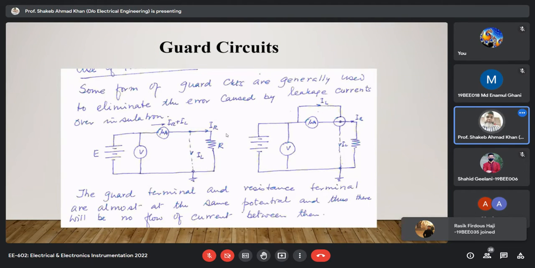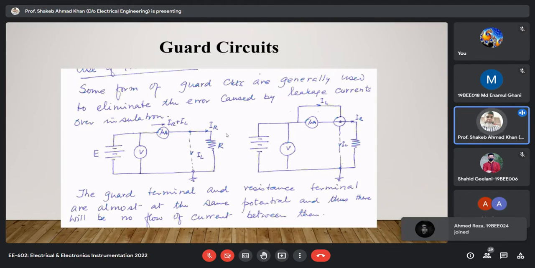If there is a rainy season or if there is snow, then obviously your leakage current will be more, and if there is a dry condition, then it will be less, and likewise with pollution and everything. So leakage current is a big pain in the neck, you can say, as far as the measurement of high resistance is concerned.